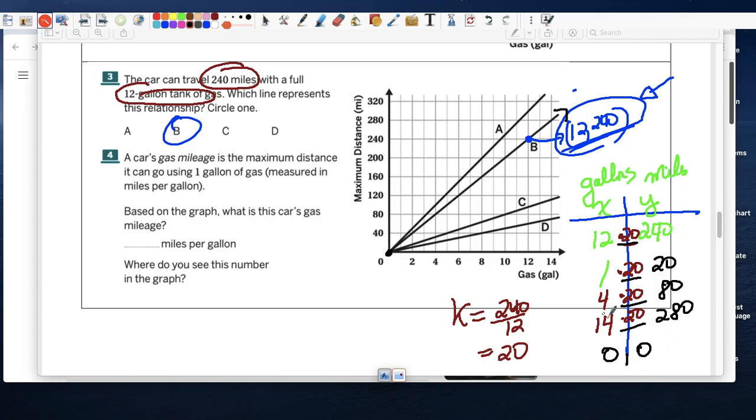Right, so our constant of proportionality is 20, so that means that, hey, for every 1 gallon, I drive 20 miles.